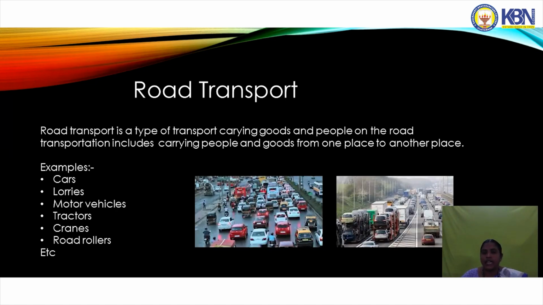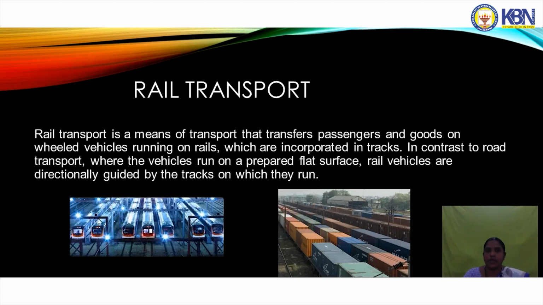Next one, road transportation. What is road transportation? Road transport is a type of transport that facilitates moving goods as well as people on the road. This is called road transportation. It includes carrying people and goods from one place to another place. Examples: cars, lorries, motor vehicles, tractors, cranes and road rollers. That is called road transportation.